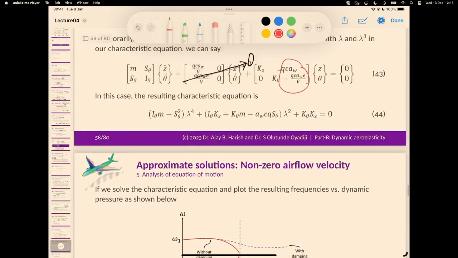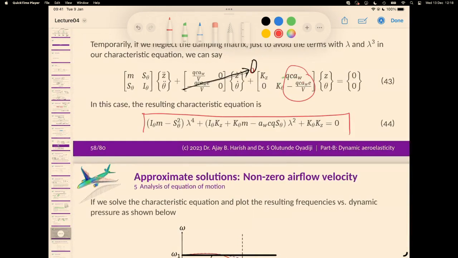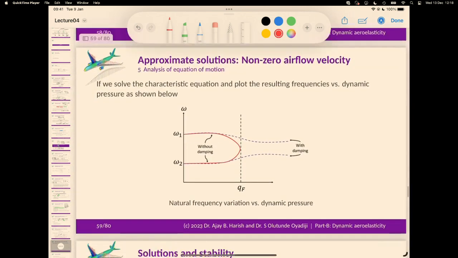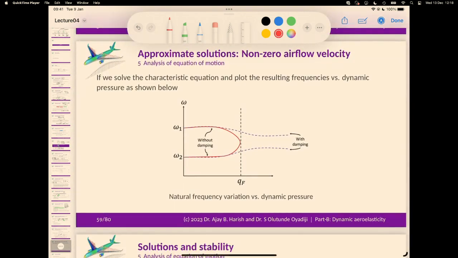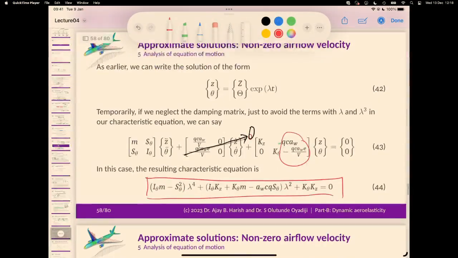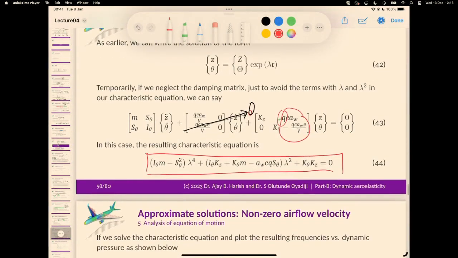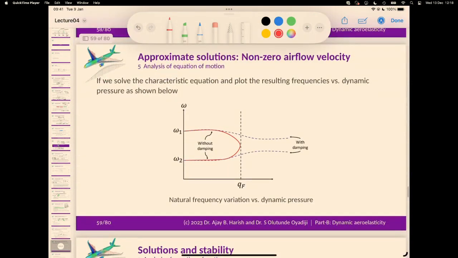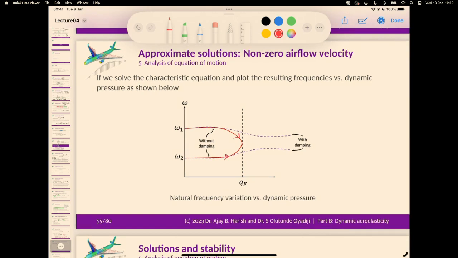I will not solve this equation, but I'll leave you with the characteristic equation here. If you just want to solve it and plot it out, you would get something like this. So we still have Q, which is our dynamic pressure, or some measure of velocity. If you solve this characteristic equation and plot your omegas, which are natural frequencies, you'll see a very interesting behavior. When we assume that there's no damping, you have two roots or two natural frequencies, and as the velocity changes, they merge into one. As the velocity increases, these two would come to a singular point.